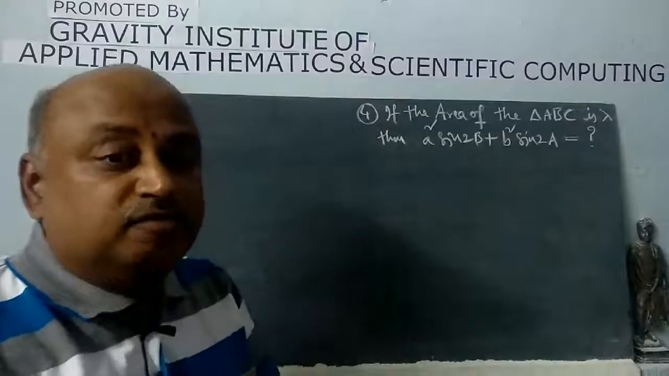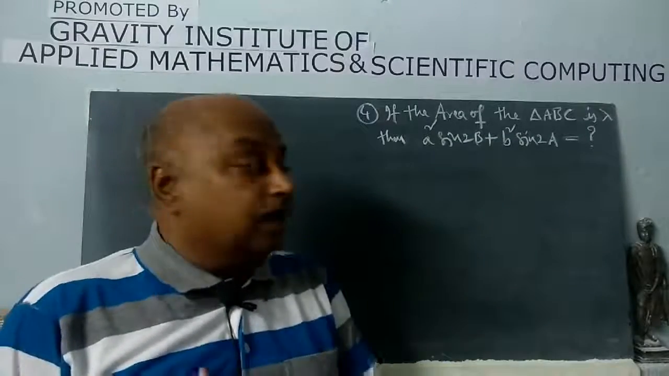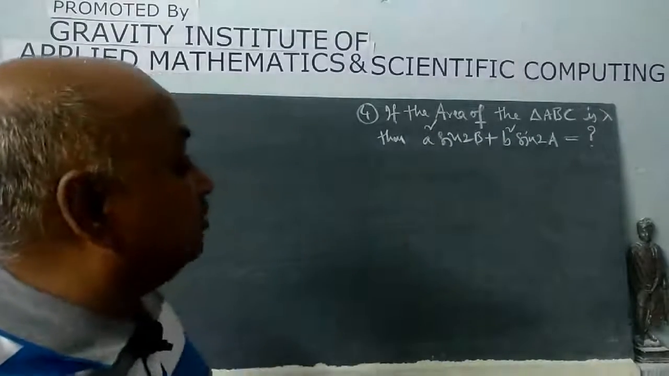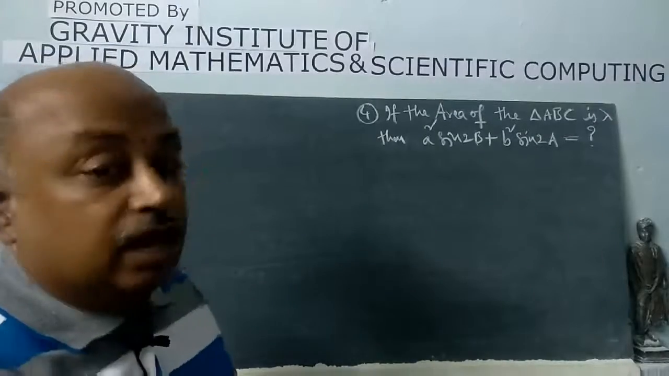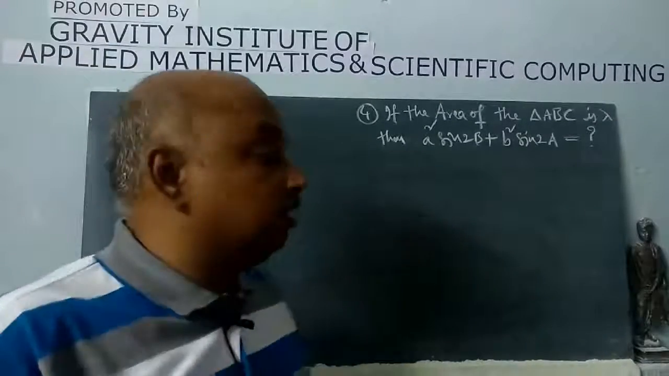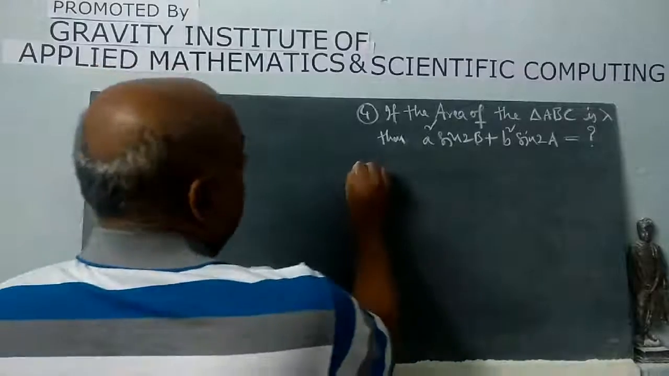Here the area of the triangle ABC is given as lambda. Then we have to find a square sine 2B plus b square sine 2A in terms of lambda. So here is the solution.